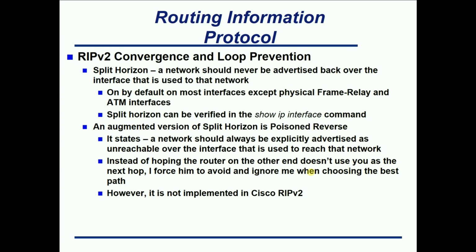Again, poison reverse states that a network shall always be explicitly advertised as unreachable over the interface that it is used to reach it. So only if poison reverse is implemented in that code. I don't believe Cisco implements that. Yeah, down at the bottom, it's not implemented in Cisco RIP version 2.